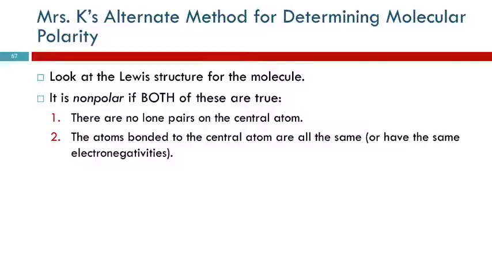So here's my alternate method. This is what I would recommend. Look at the Lewis structure for the molecule. It's nonpolar if both of these are true. There are no lone pairs on the central atom, and the atoms that are bonded to the central atom are all the same, or they have the same electronegativity. On test questions, they'll all be the same.